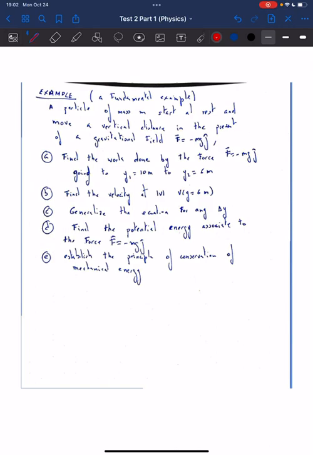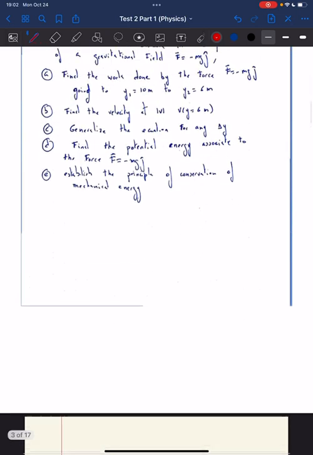Hello, we're back. We're going to do the second problem. It says a particle of mass m starts at rest and moves a vertical distance in a gravitational field. Force equals negative mg. Find the work done by the force going from y1 of 10 meters to y2 of 6 meters.